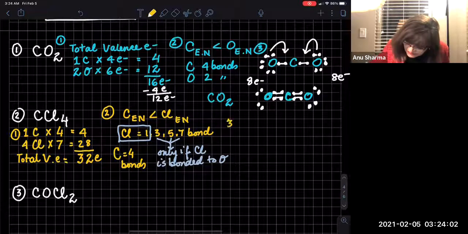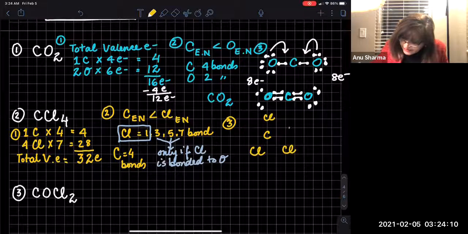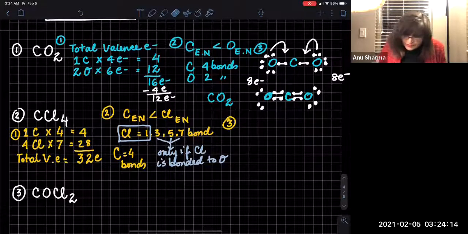Next is the 3rd step, which is just to put here carbon and chlorine. Just make sure you put them as far away as possible. So let me just do it in this way. Here's this chlorine on the top. Here's this carbon.